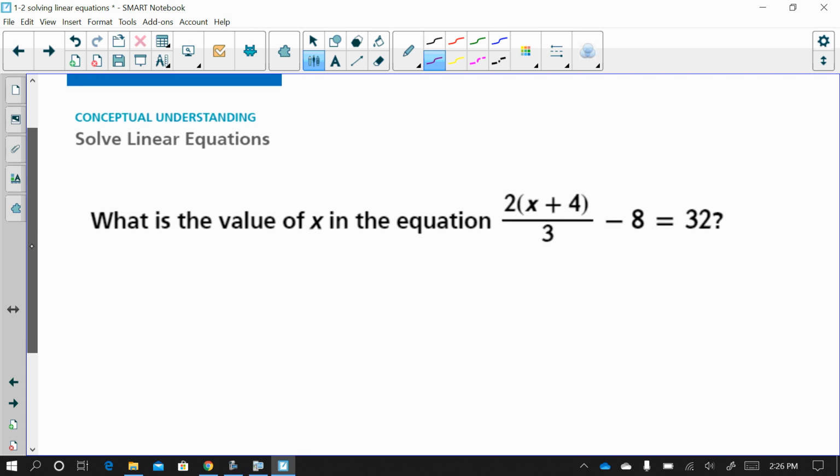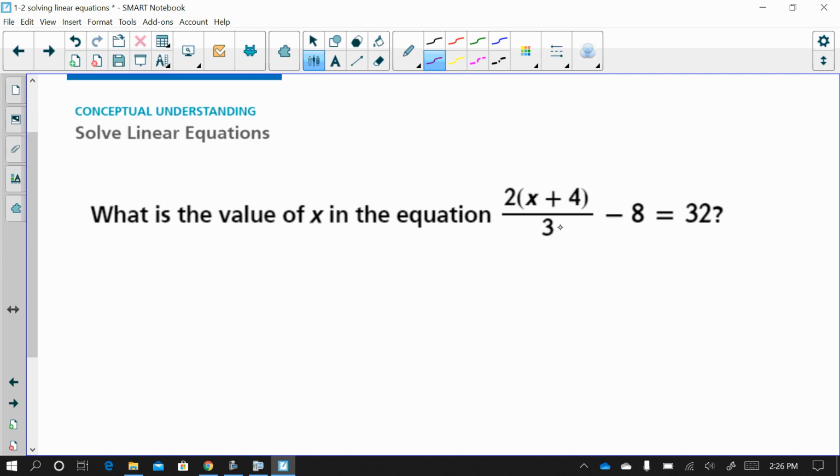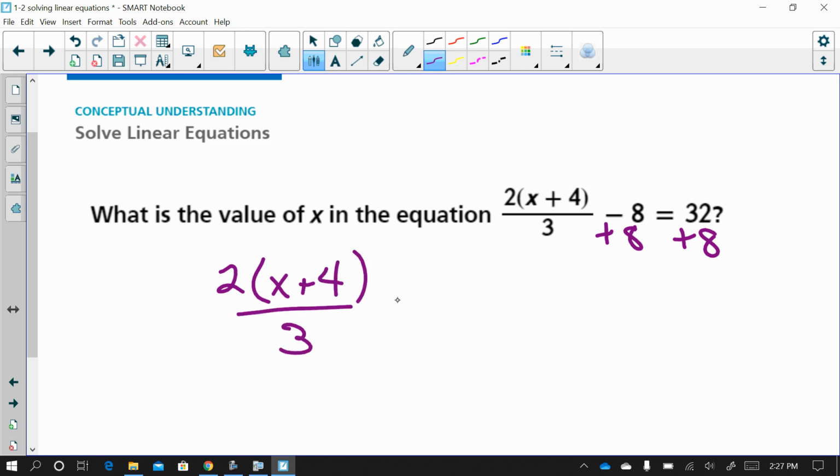So if I'm looking here, x has a whole bunch of stuff happening to it. Okay, this minus 8 over here, though, is kind of by itself. So the first thing we should probably do is get rid of that minus 8. How do you get rid of minus 8? Plus 8. So now I have 2 times x plus 4 over 3 equals 40.